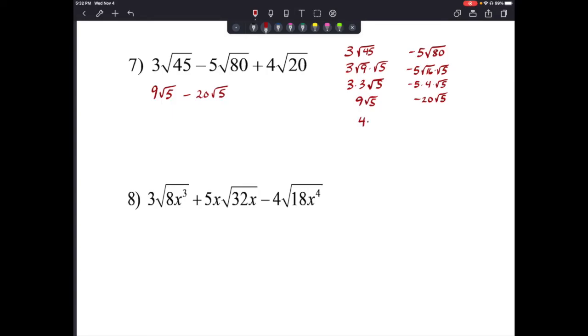And then we've got our 4 times the square root of 20, another one that we've already done. 4 times the square root of 4 times the square root of 5, which is going to be 4 times 2 times the square root of 5, which is 8 times the square root of 5. Combine your like terms. This is going to be a negative 11 radical 5 plus an 8 radical 5, which is going to give us a negative 3 radical 5.